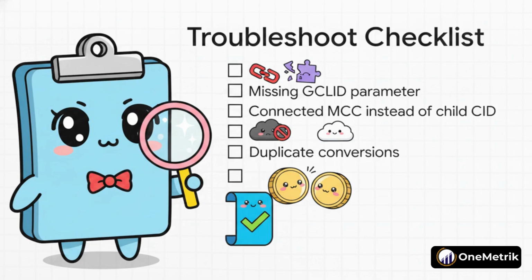Second, and honestly this is a really big one, make sure you connected the specific Google Ads child account CID in HubSpot, not the overarching manager MCC account. A single misstep there will stop the sync cold. Also, watch out for duplicate conversions if you haven't set unique transaction IDs. And finally, ensure you've actually accepted Google's customer data terms in the settings. Otherwise, they will flat out reject your data.